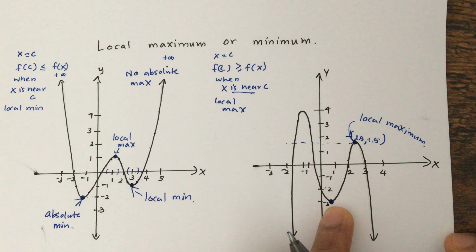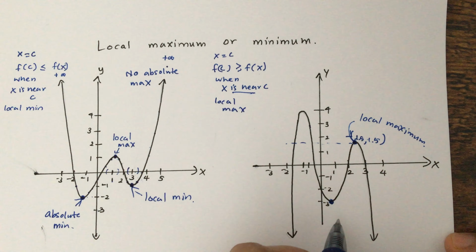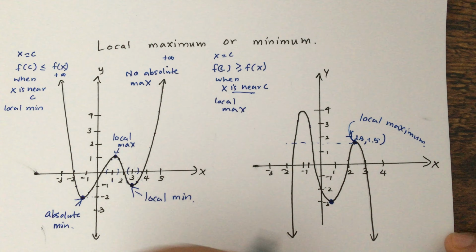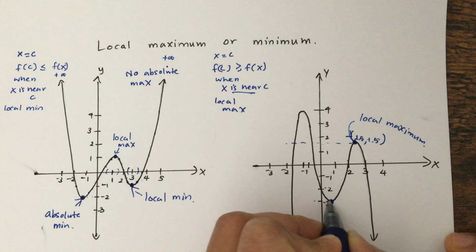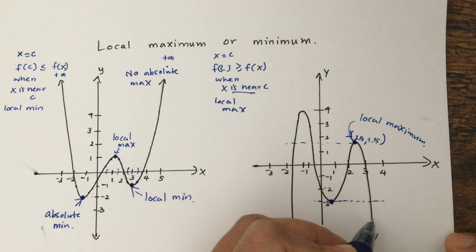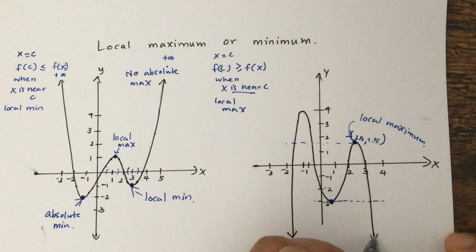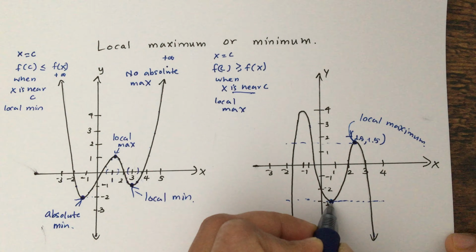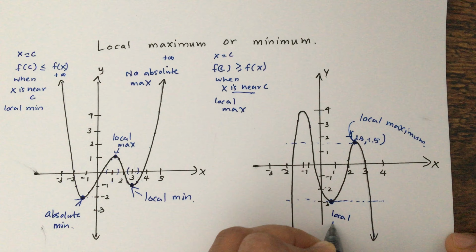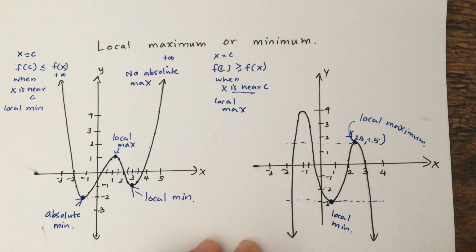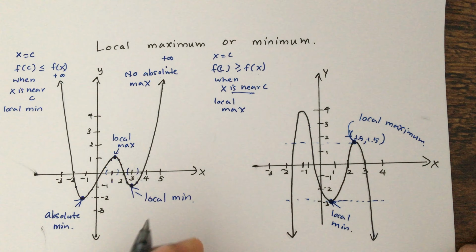Is this an absolute minimum or a local minimum? If it is an absolute minimum, what can you see? This cannot be an absolute minimum because your y value is -3, but you see some values less than -3, right? There are some values over here, so this cannot be an absolute minimum. So this can be a local minimum. Okay, this point is a local minimum.